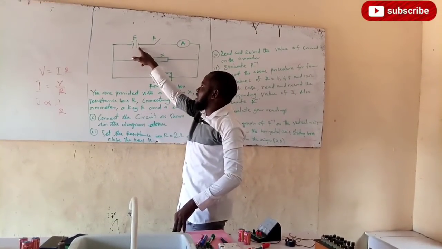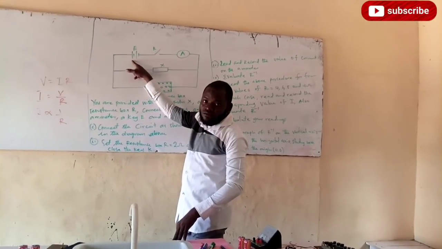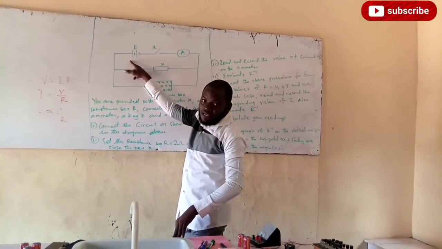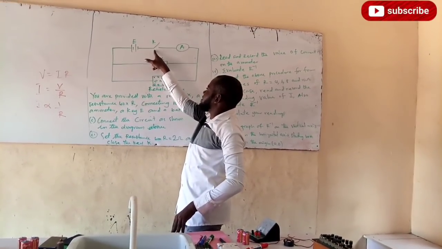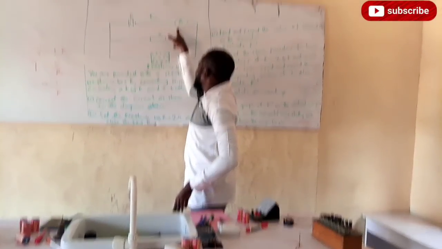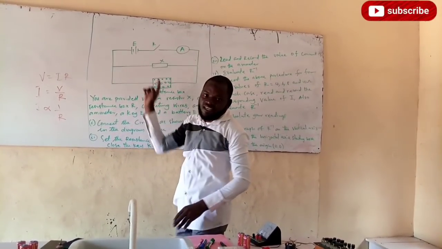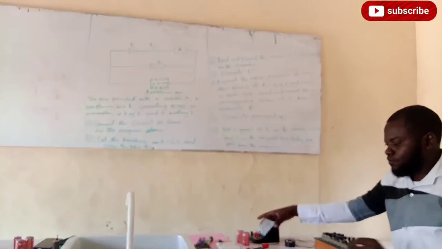If you see this now, it shows that we have two cells. Are we getting this now? This shows two cells, because this is positive, negative, and this is the key. So when you look at the cell, the key and the ammeter, they are all in series. So we are going to do the same thing here now.